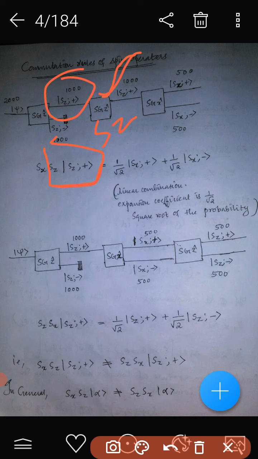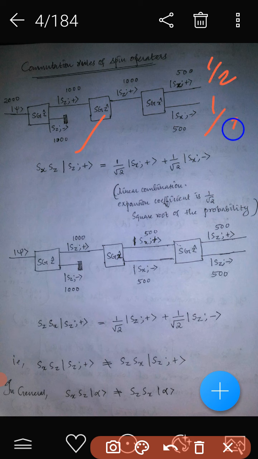Then again we are measuring the X component of the spin. So here the operator is Sx. So we are measuring Sz, Sz is operating on Sz plus. Then next, Sx is operating on the Sz plus, sequentially. Now the result can be expressed as a linear combination of Sx plus and Sx minus, and we know that the probability for getting the Sx plus state is 1 by 2, and the probability for getting the Sx minus state is 1 by 2.